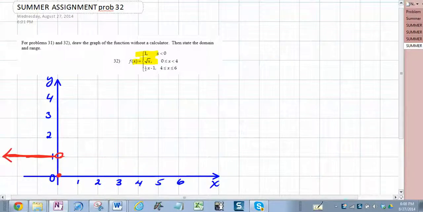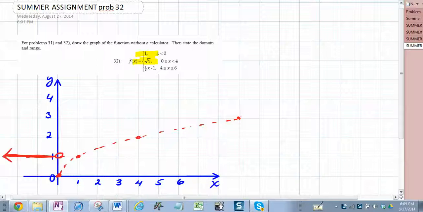0, 0 is on the graph. When x is 1, y is 1. When x is 4, y is 2. And when x is 9, y would be 3. And again, I'm going to draw that as a dotted line. There it is. But I don't want all this graph.